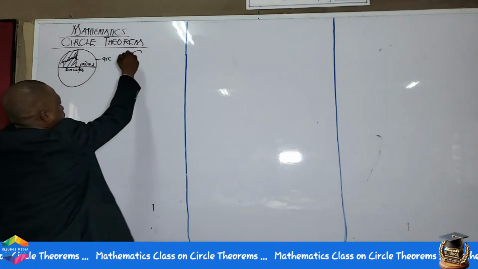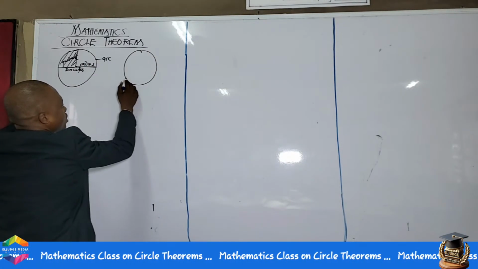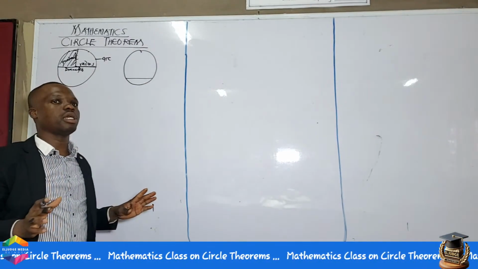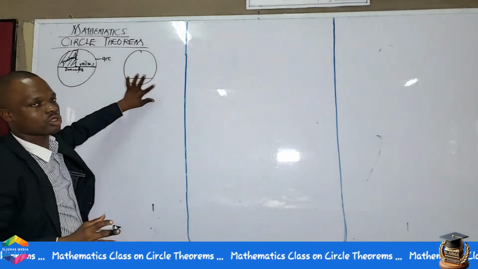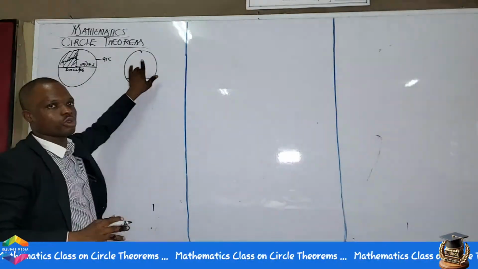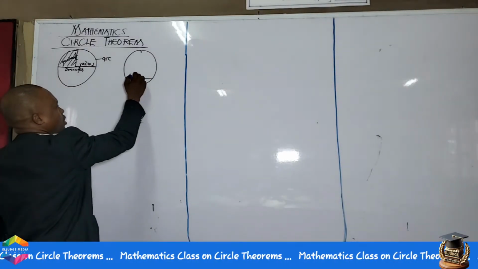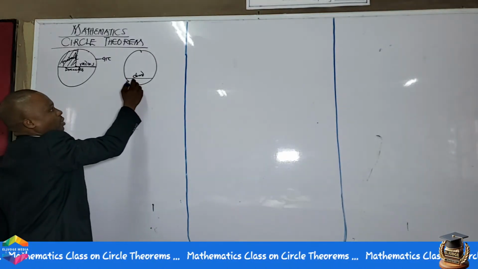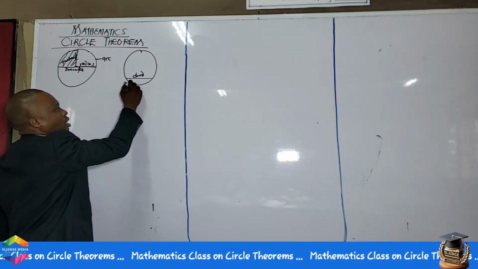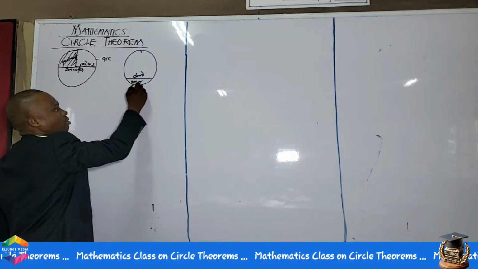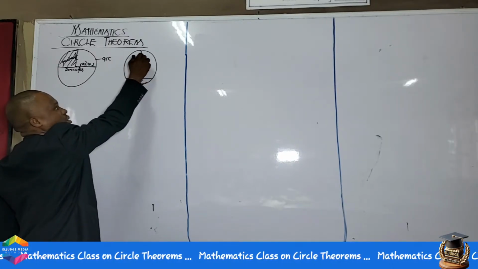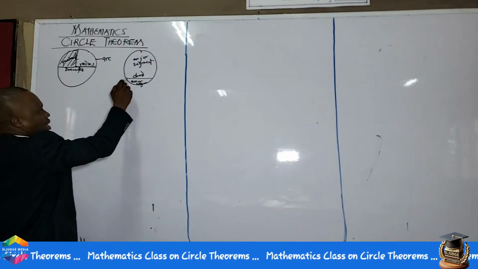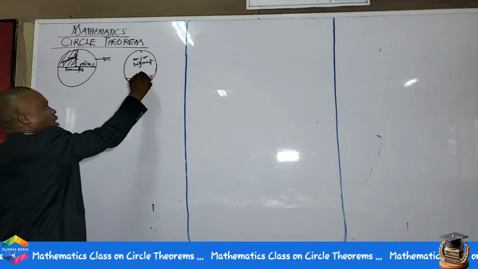We also have another. This is a chord, a straight line touching the circumference at two points, but it does not pass through the center. This chord divides the circle into two parts: a minor segment and a major segment. Of course, we know that this is the minor arc and this is the major arc.